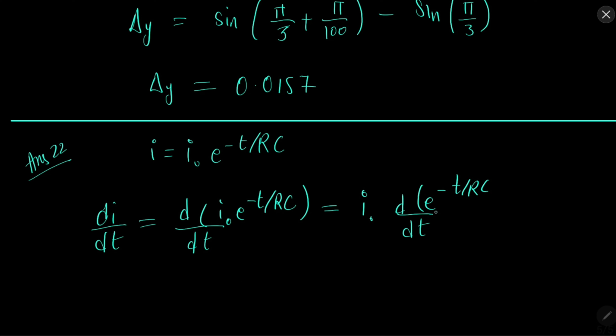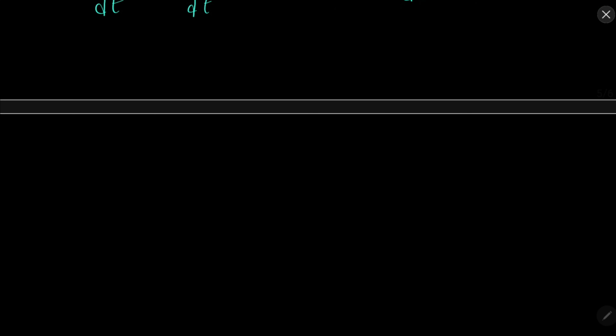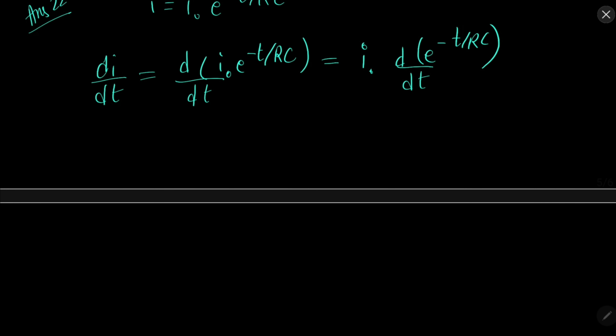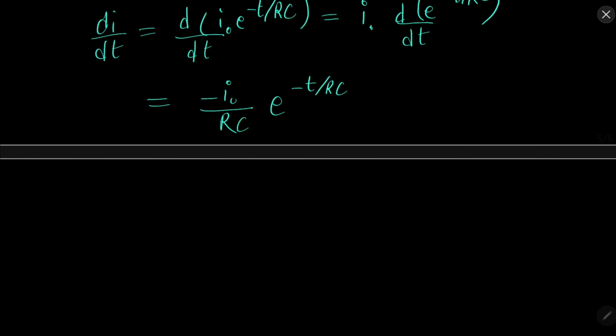So ultimately we have to differentiate this. We know that differentiation of e to the power anything is e to the power the same thing, and this constant will come outside. So after differentiation we will have I naught over RC e to the power minus t over RC. So this is di over dt.